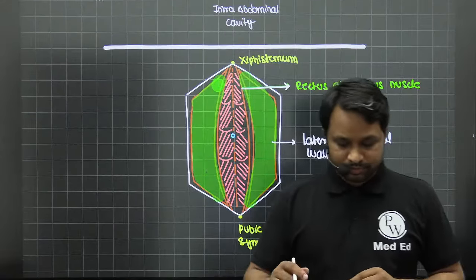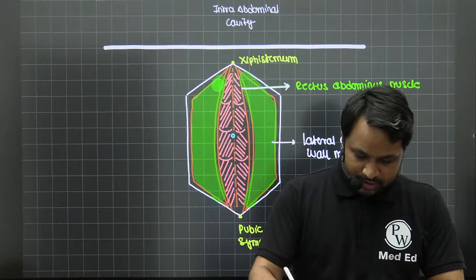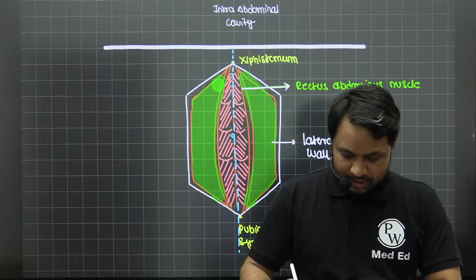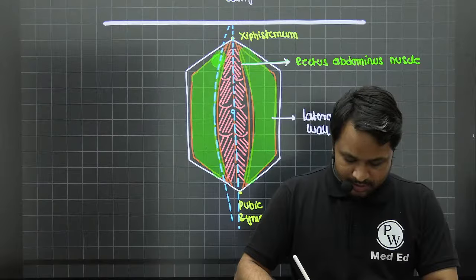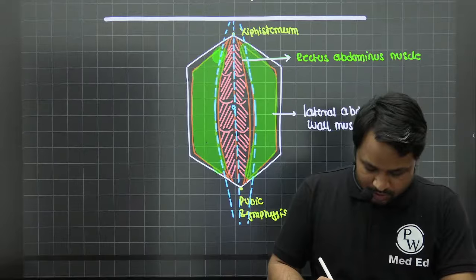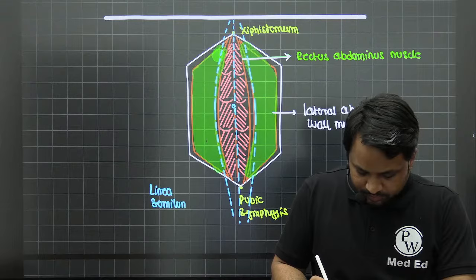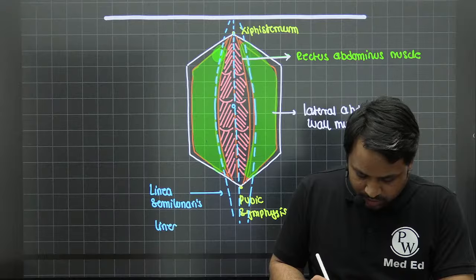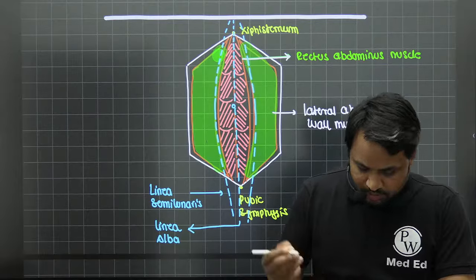which are going to be formed here. Now, the first line which goes right dead in the center. This is what we call the linea alba. And there's another line which is going to be slightly curved here, and this is what we call the linea semilunaris, right? So one line is your linea semilunaris, and another line is your linea alba.